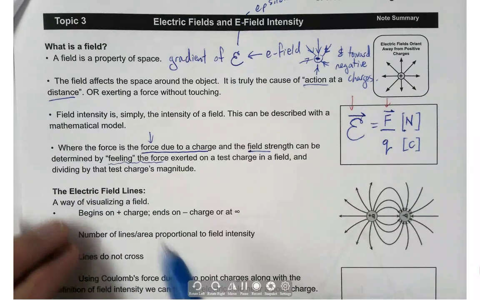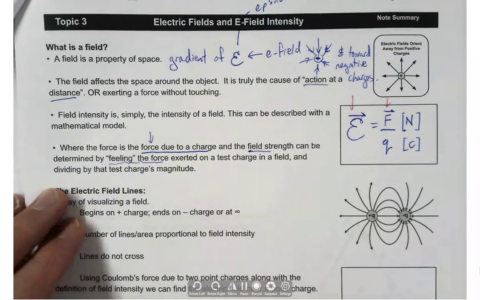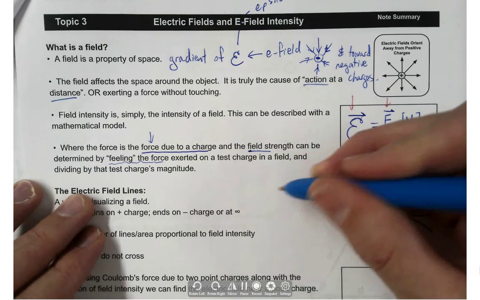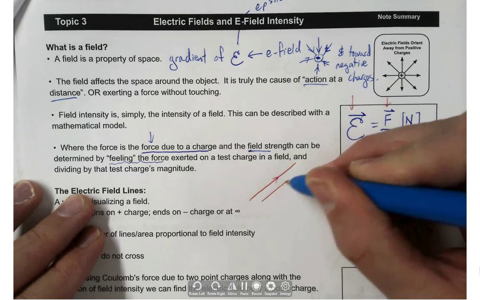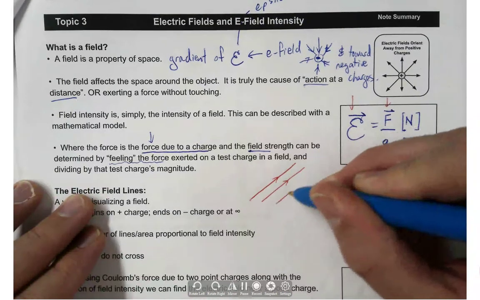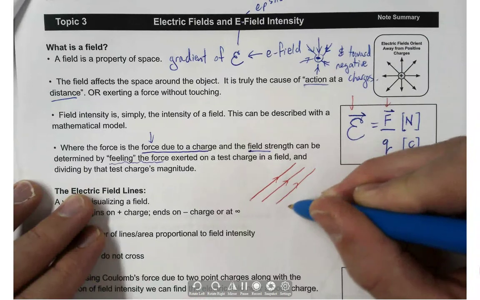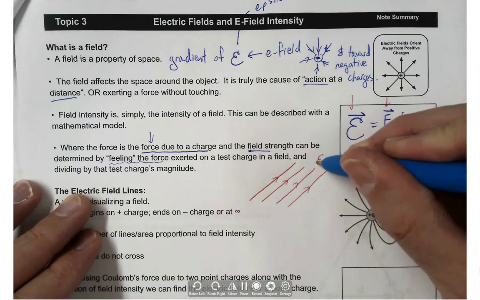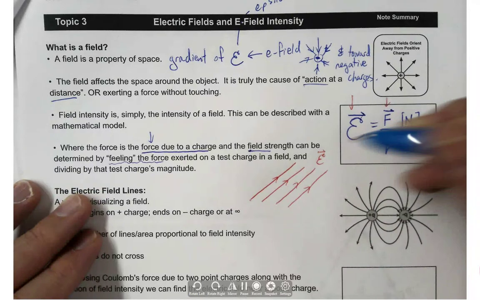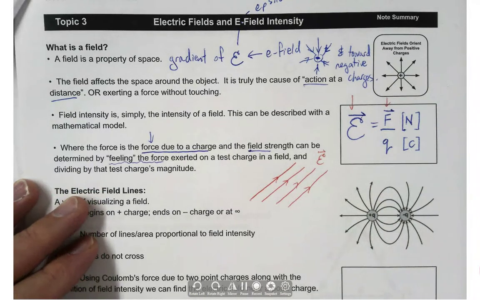So let's draw a picture. I want to draw a picture of an electric field. I'm going to draw it as parallel lines. This is my electric field, okay? And we can label it as epsilon. Got my color coding there. All the electric field is red.